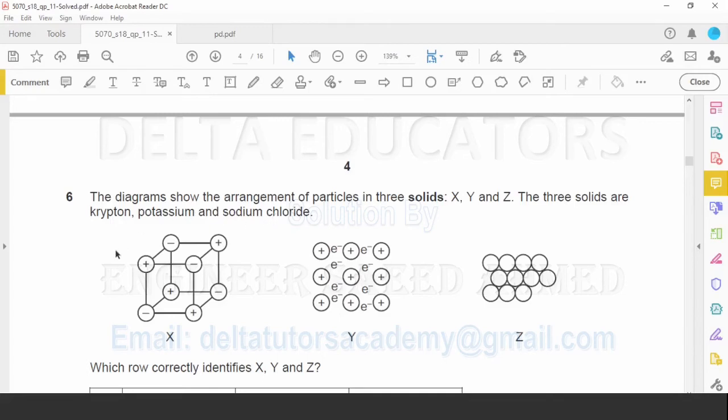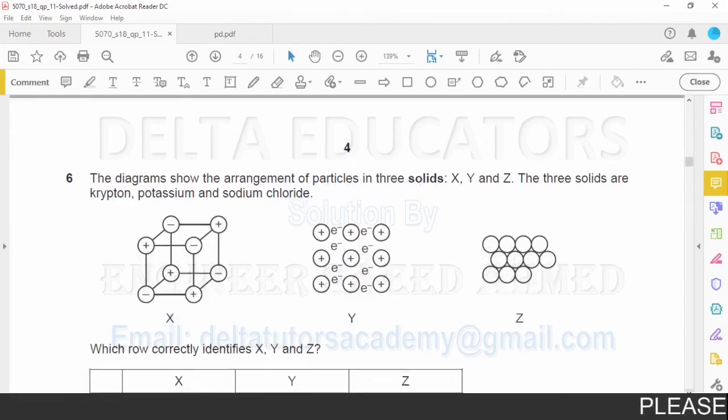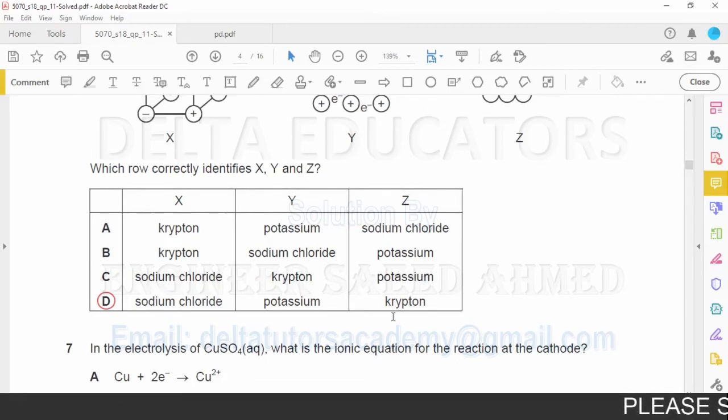Cubic crystalline structure is given in X, so it is sodium chloride. Here we are looking that we have free electrons, so it represents a metal. So this Y should definitely be potassium and the remaining Z will be krypton. So X is sodium chloride, Y is potassium and Z is krypton. Same thing is given in option D. So our correct answer is D.